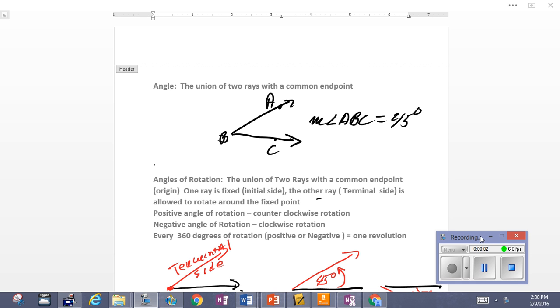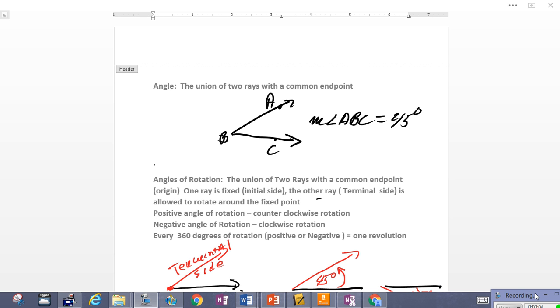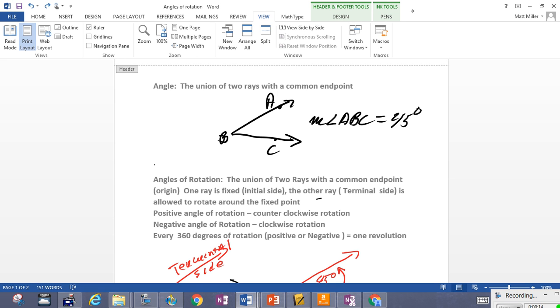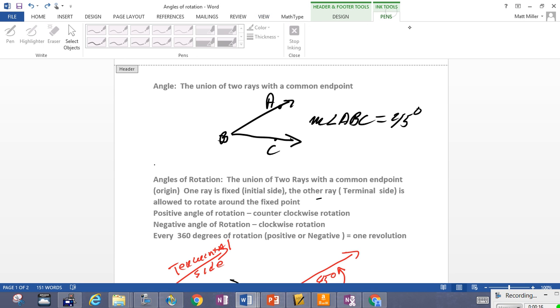All right, we're going to go through some basic terminology here that you need to have as a reference when we're talking about angles in trigonometry. We're going to start by defining an angle. As in geometry, an angle is just a union of two rays with a common endpoint, whose measure is given in degrees. That's no big deal.